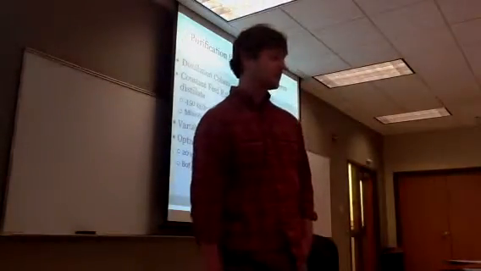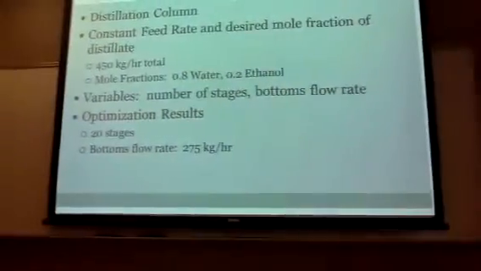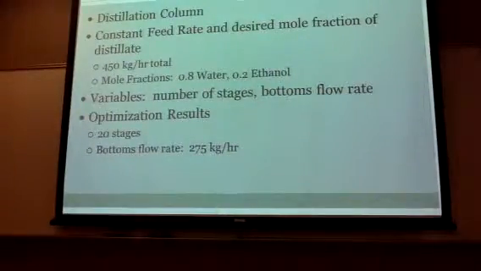For the purification stage, we'll be using a distillation column, with a constant feed rate desired and a specified mole fraction of distillate. We have 450 kilograms per hour total, with mole fractions of 0.8 water and 0.2 ethanol. Some of the variables to consider in our design are the number of stages, which Josh will talk about further later, and the bottoms flow rate. Our optimization results in 20 stages and a bottoms flow rate of 275 kilograms per hour.